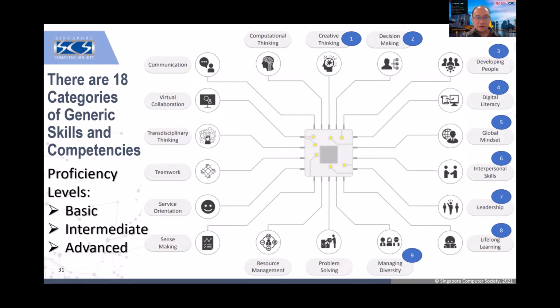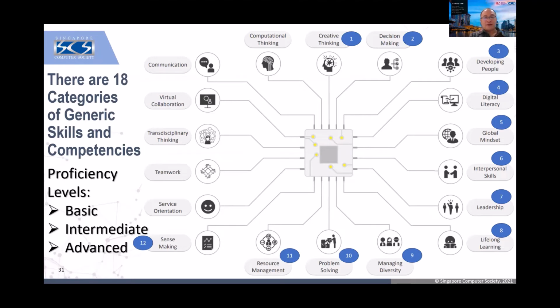Of course, managing diversity and also problem solving and resource management are very, very important, because today we don't work with the people that we know, we work with the people that we don't know, right? So we need to be able to manage so-called sensitivity in terms of their culture or their language, right? And of course, how you allocate the resources in the optimum way.